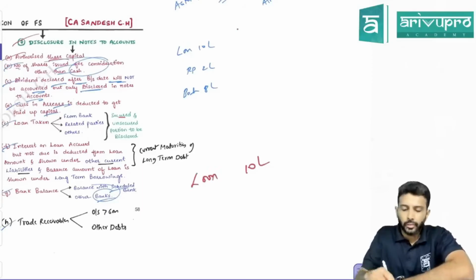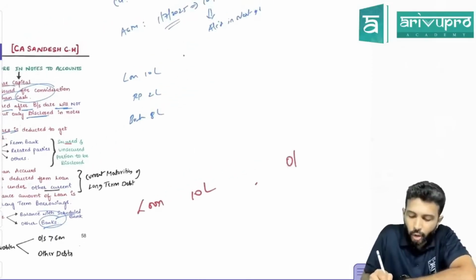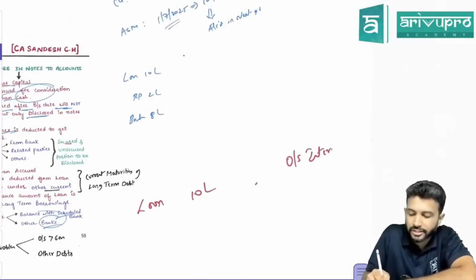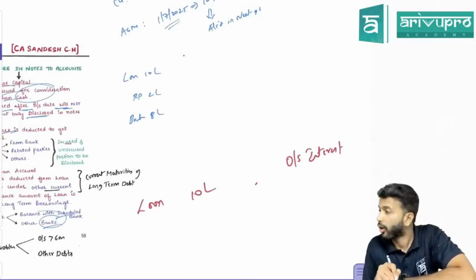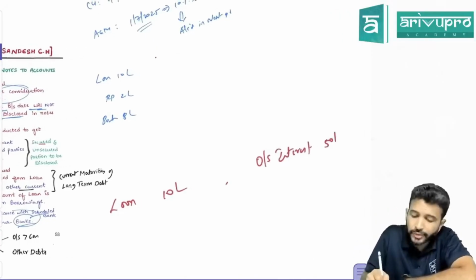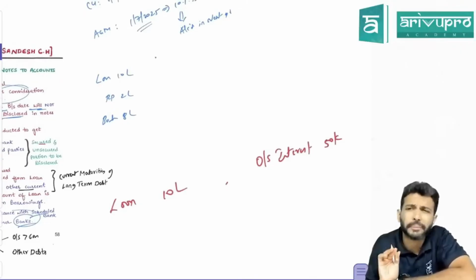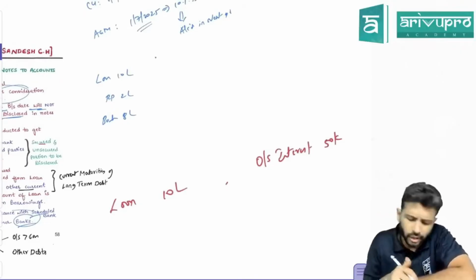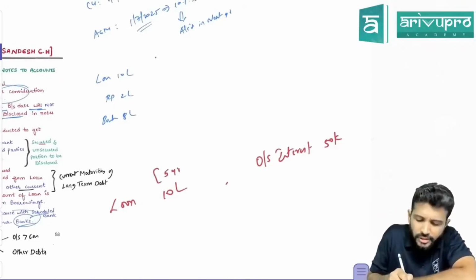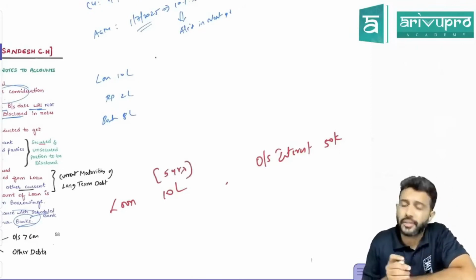I'll discuss this first. On that loan, some outstanding interest is there. On this loan, there is an outstanding interest of 50,000. One month's interest has not yet been paid, so it is outstanding interest. Sir, the loan term is 5 years.